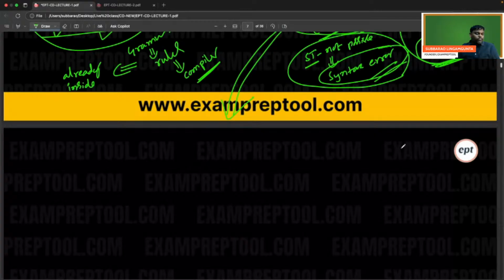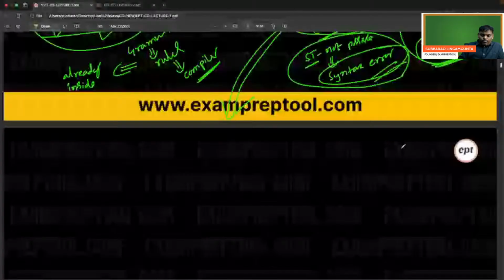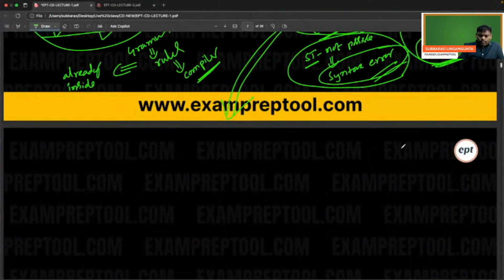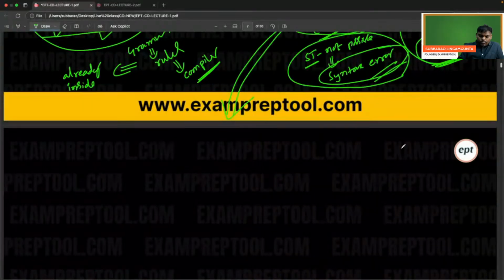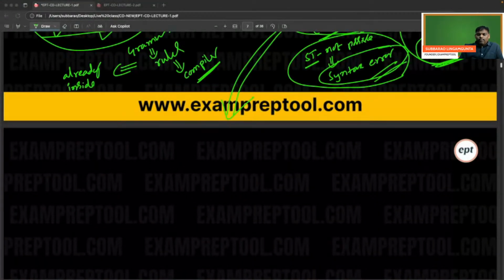Everyone, please inform me: who is the first phase of the compiler? I want an answer from all. Please help me. Who is the first phase of the compiler? Lexical? Everyone give an answer. Who is the first phase of the compiler?